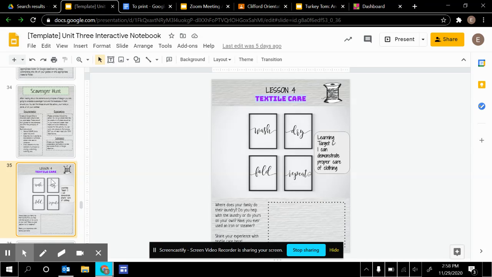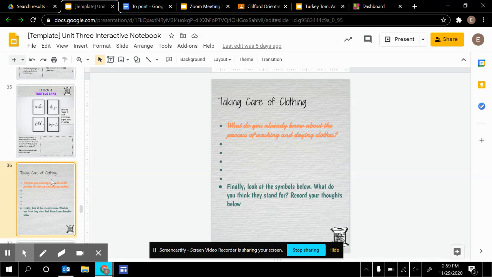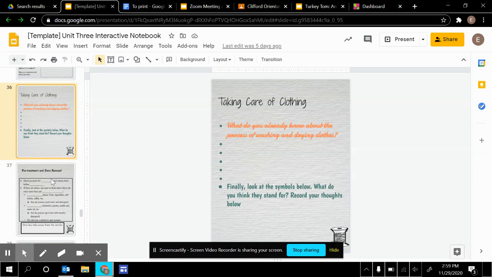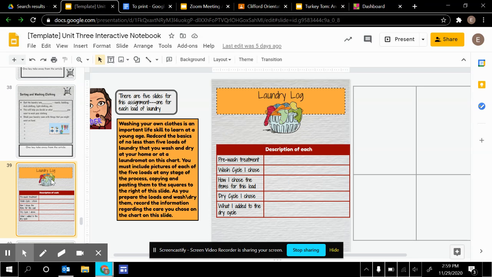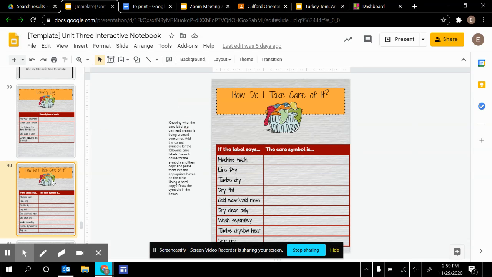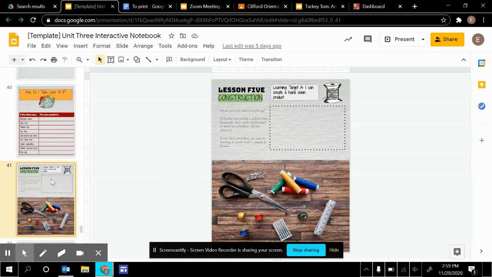Lesson 4, Textile Care. We completed this on the Laundry Know-How set of slides. As long as you turn those in, you're good for lesson 4. For your pick 3s and 2s for this notebook, for this lesson, you had a laundry log option or a how do I take care of it option. Then we got to lesson 5.